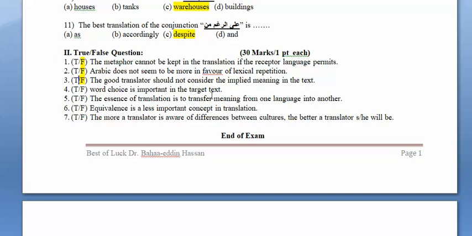Word choice is important in the target text. True. The essence of translation is to transfer meaning from one language into another. Transfer meaning? Yes, true. Equivalence is less important concept in translation. No, false. The more translator is aware of differences between culture, the better a translator he or she will be. This is true.